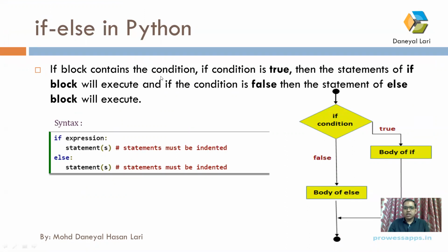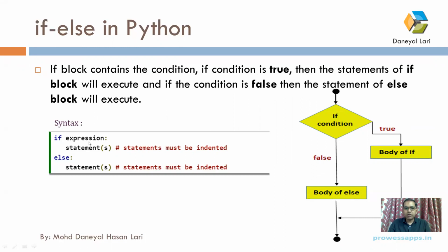The if block contains the condition. If the condition is true, then the statements of the if block will execute. And if the condition is false, then the statements of the else block will execute. So in this situation, one block will always execute. If the expression is true, then the statements of the if block will execute, and in that case else will not execute.